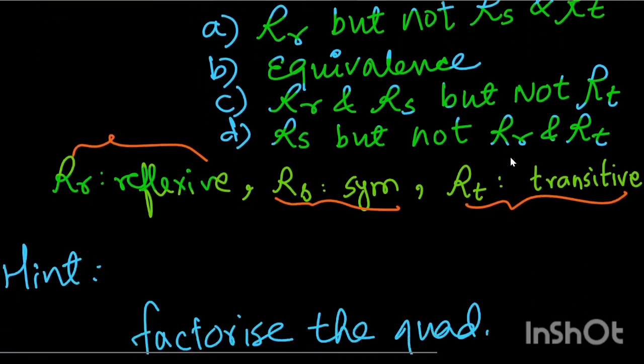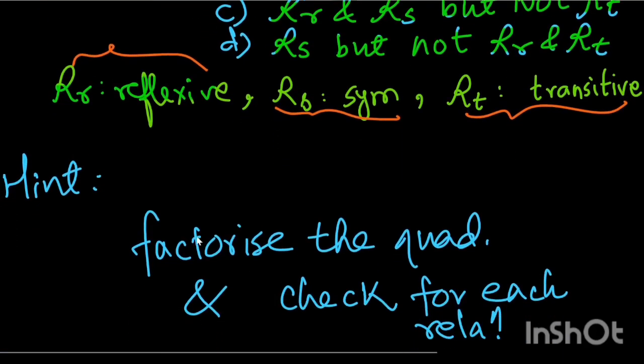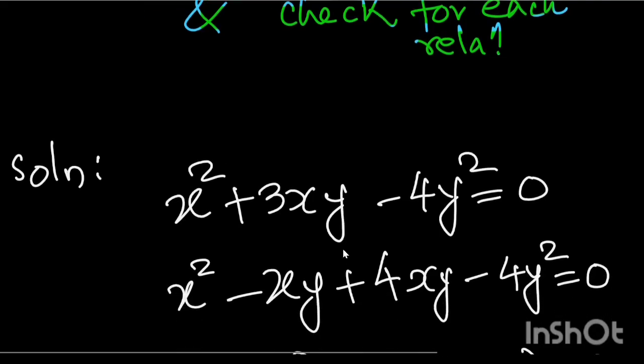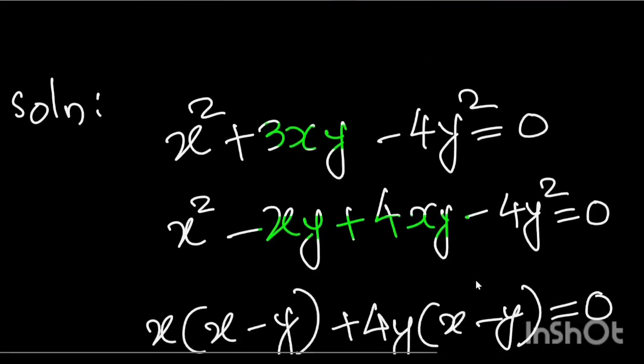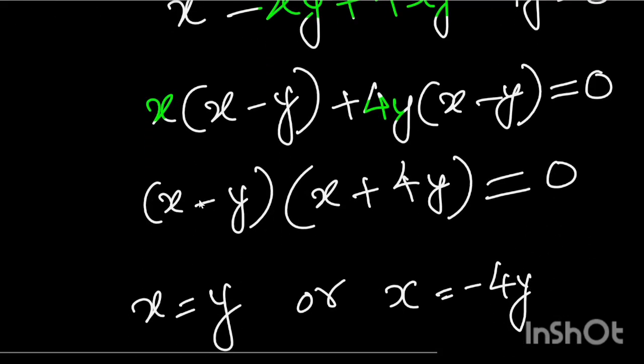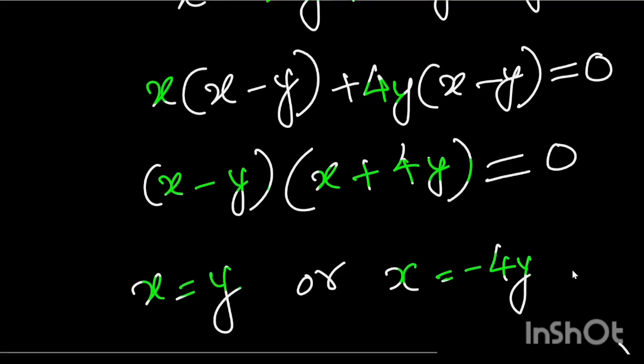What should be the hint for this? So yes, the hint is to factorize the quadratic and check for each relation. Either try to prove, but before that try to get a counter example which disproves them. Okay, now we will factorize this, which is a quadratic in x and y. 3xy is written like this, taking x common and 4y. We got x minus y out, x plus 4y out. So either x is y or x is minus 4y.